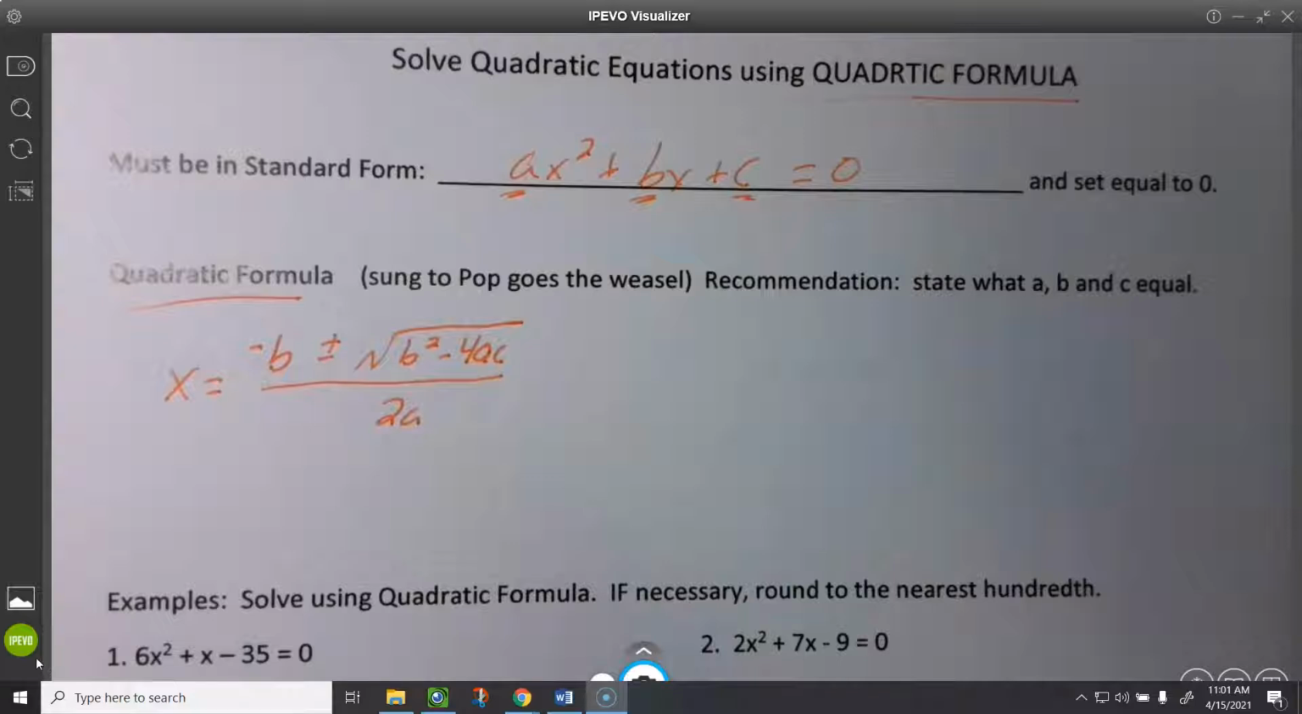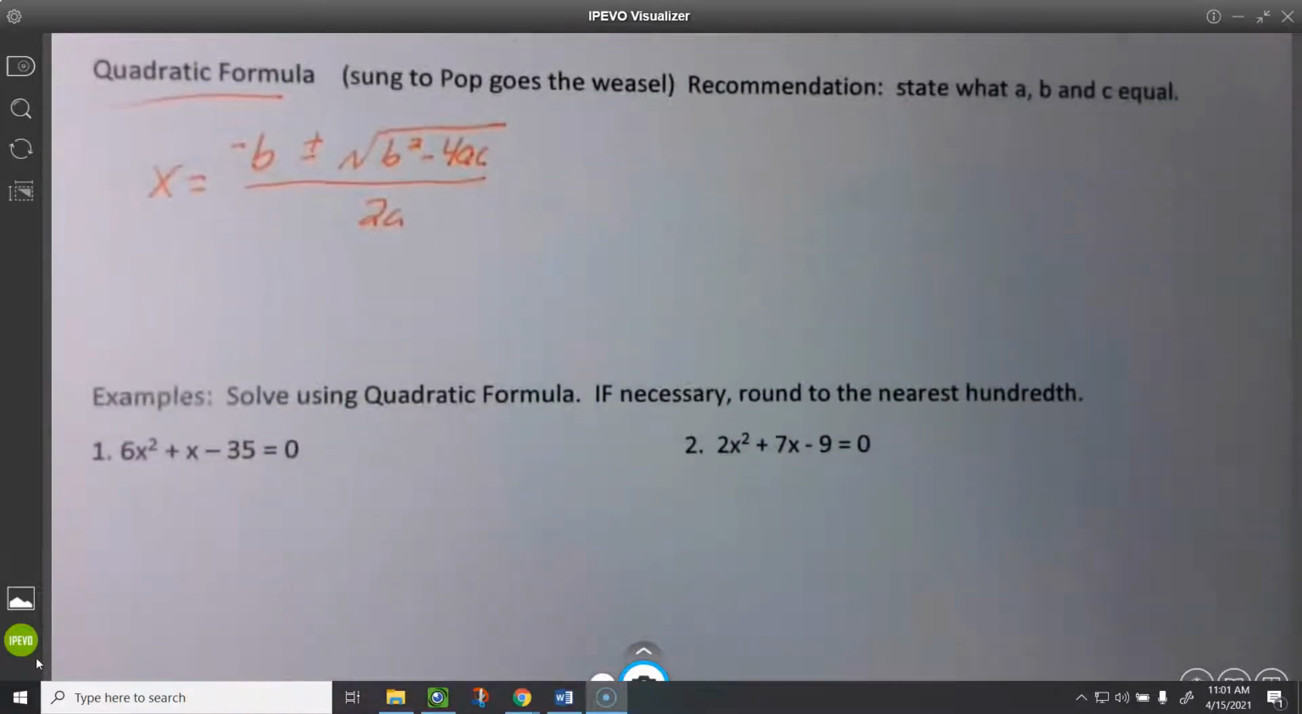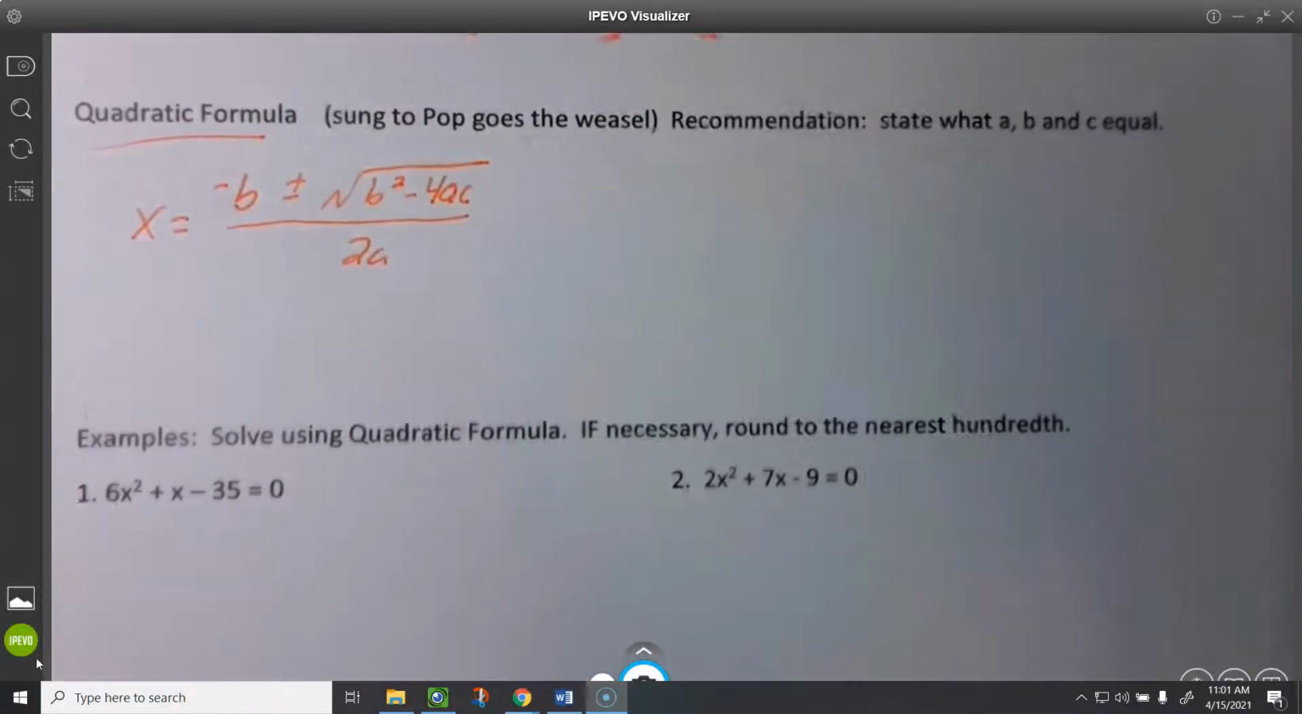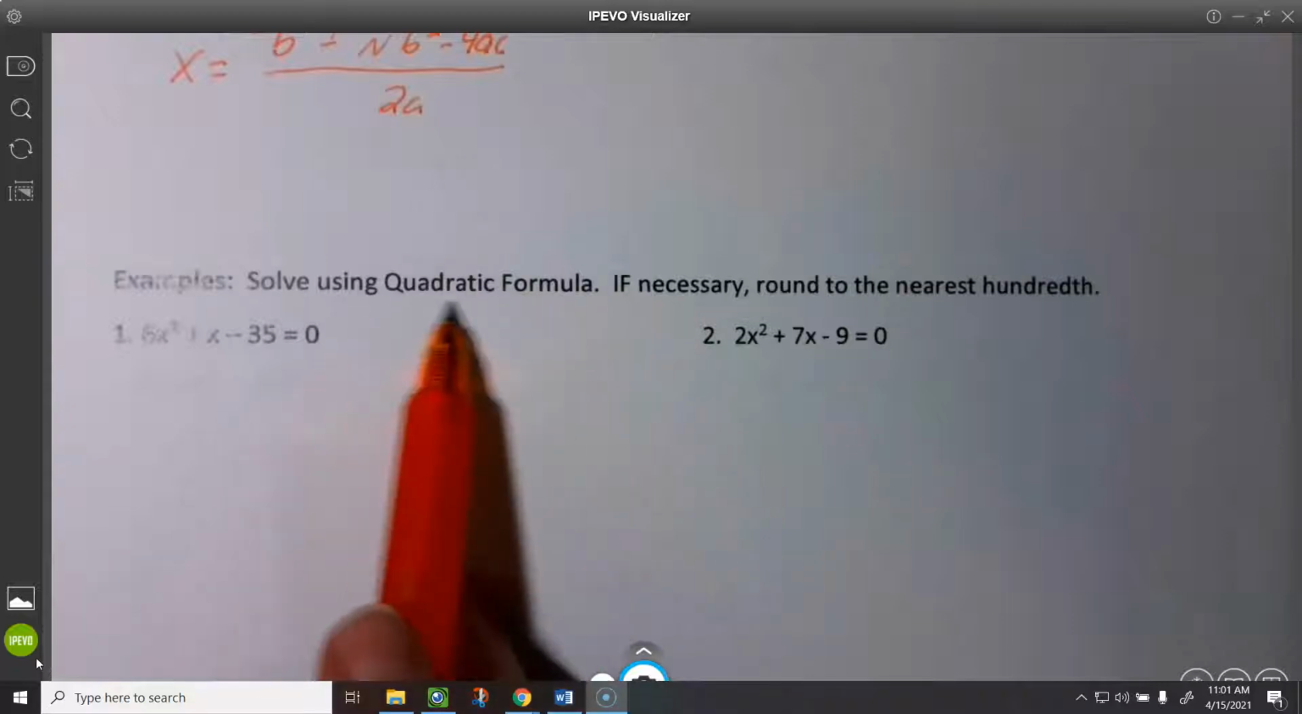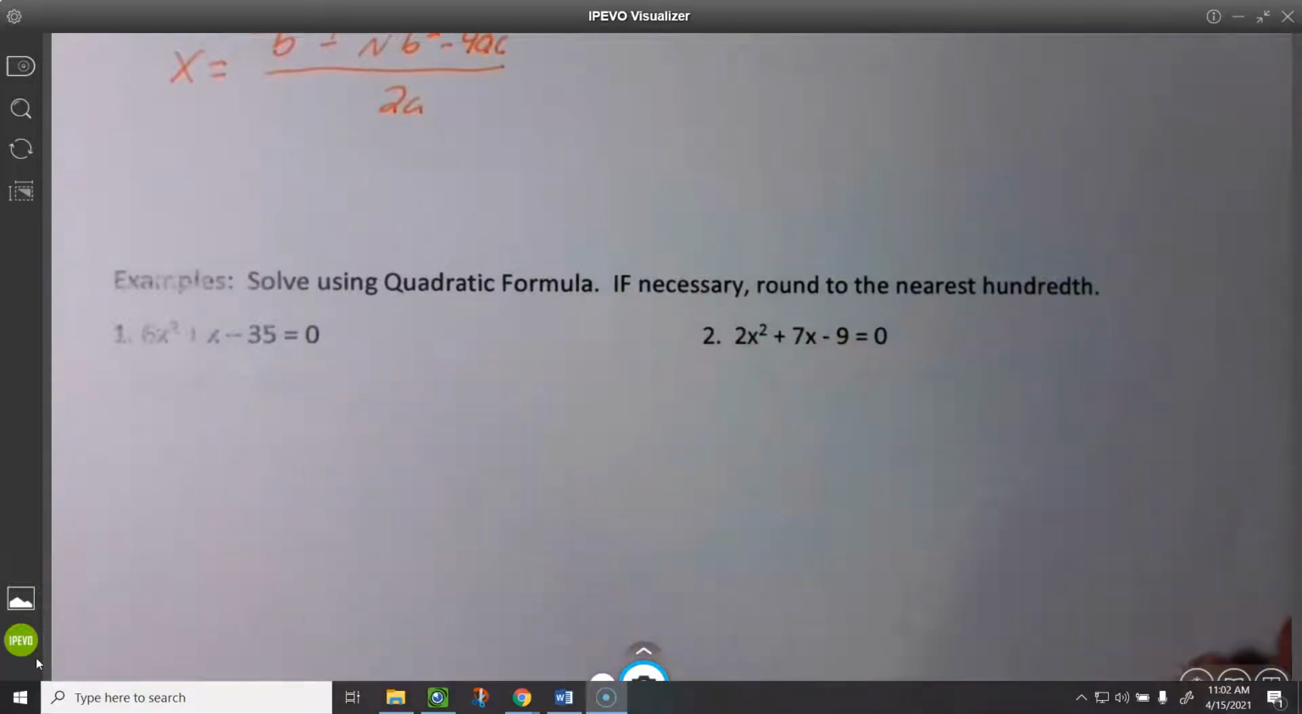Okay, that's what we're going to be doing over and over and over again. We're going to be able to solve any equation using this. So this one is really important and you want to make sure you know it. So here we go. Let's use it. Now it says solve using quadratic formula. If necessary, round to the nearest hundredth.